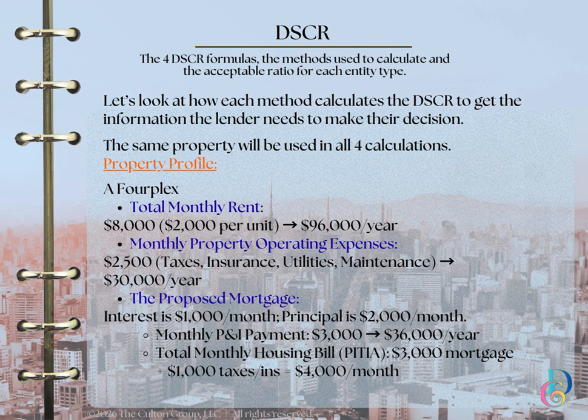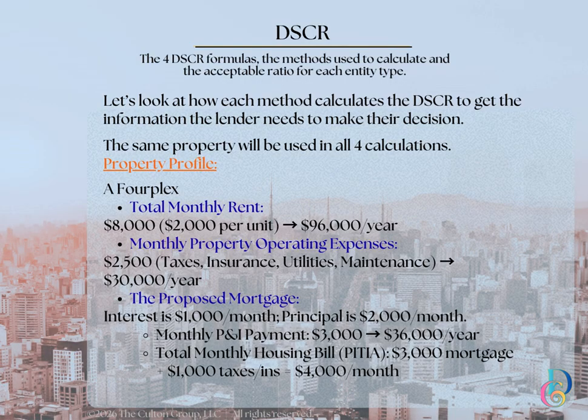and this is the property profile. This is the property we'll be using for all 4 methods. It is a 4-unit quadplex, fourplex, with a total monthly rent of $8,000. That's $2,000 per unit, and that's $96,000 a year. The monthly property operating expenses are $2,500 in taxes, insurance, utilities, and maintenance, which is $30,000 a year.